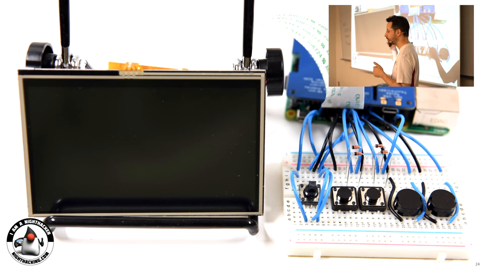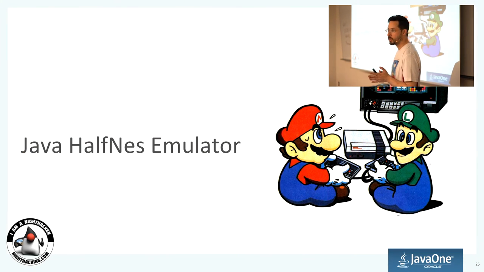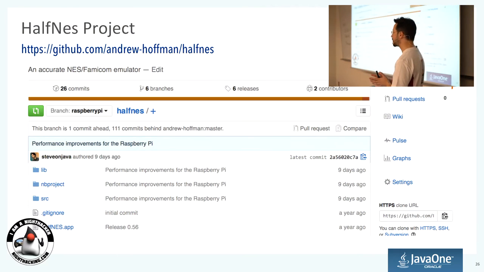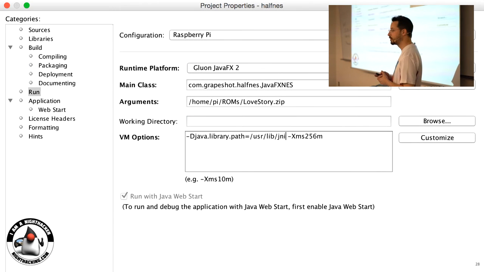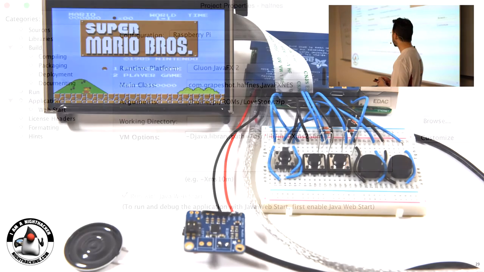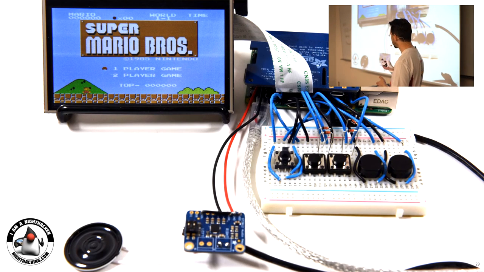We need some software to run on it. So for the software, we're using a Java emulator called HalfNES, which is an open source project written by Andrew Hoffman. He works for the University of California, Irvine, and has done a great job creating a very accurate emulator. And then you can use NetBeans, like we did earlier, to deploy on the Raspberry Pi. And then you're up and running with Mario or your choice of game running on hardware.